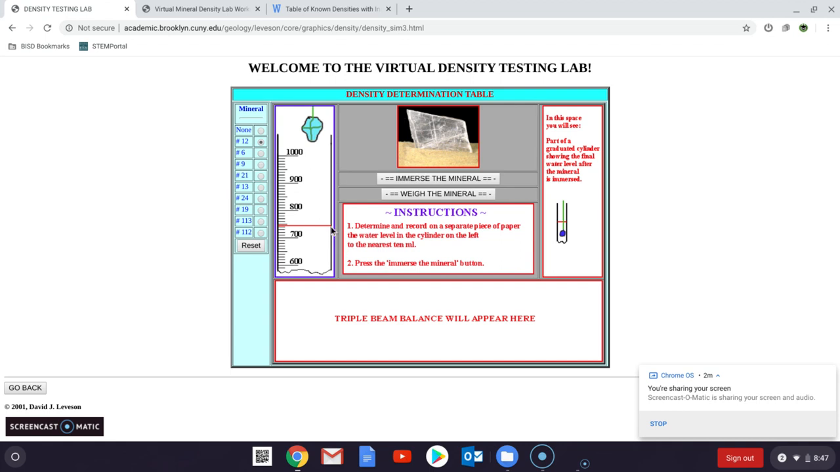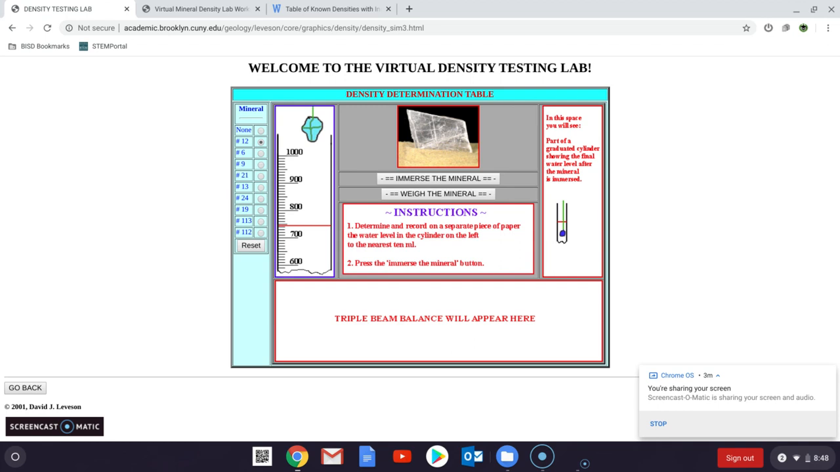Now, our water line, if this was a real cylinder, is going to be where this red line is here. Let's figure out the amount of milliliters we're going to start with before we drop our mineral in. So here's the 700 milliliters, 800 milliliters. And so probably right in the middle is 750. If we go down just a little bit, that's going to be about 745 milliliters.